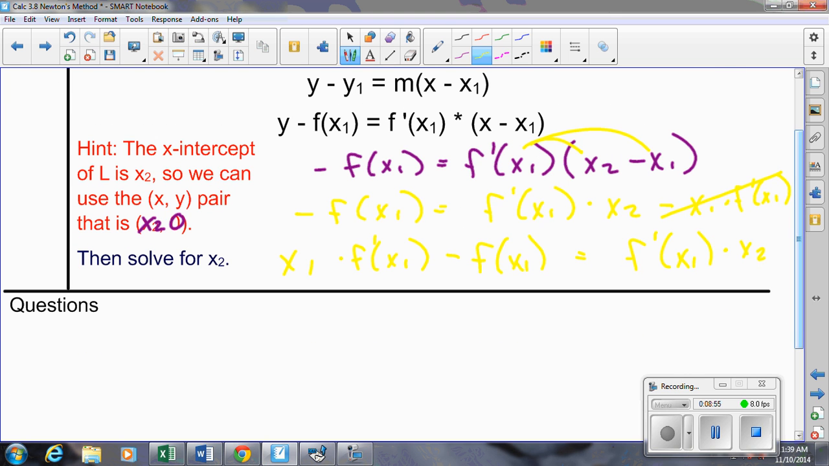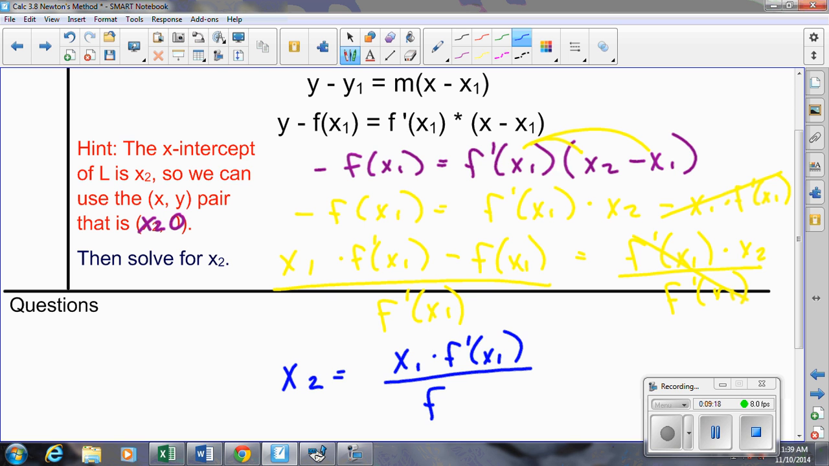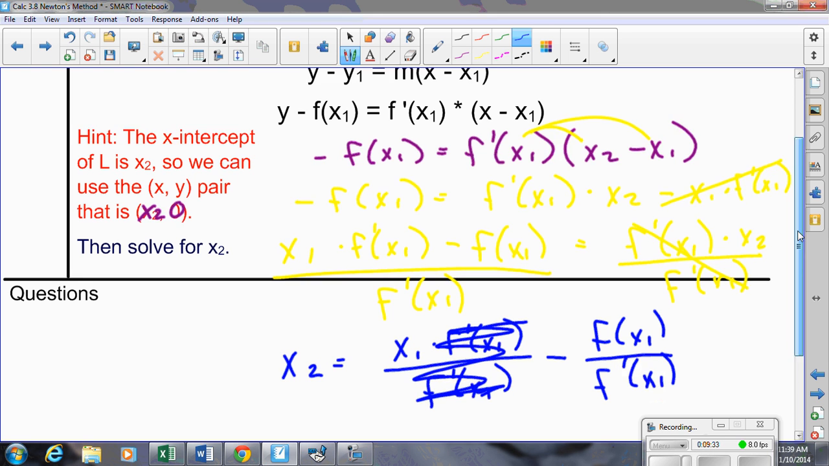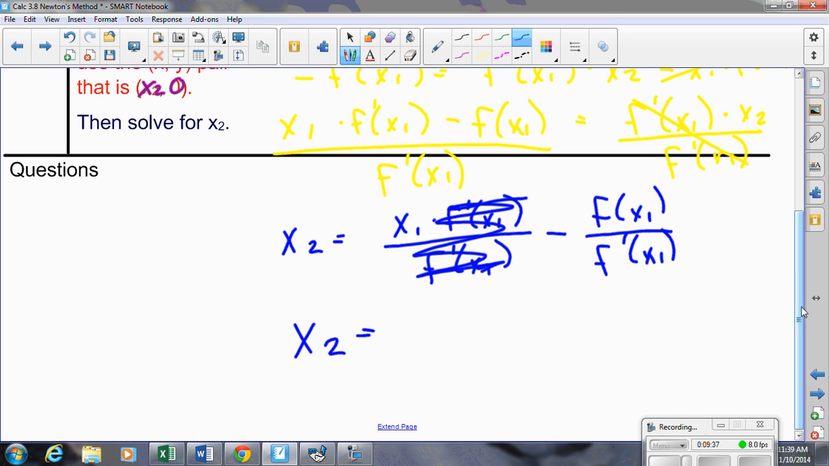And so, dividing out, you'll note then we'd have x2 is equal to x1 times f prime of x1 over f prime of x1 minus f of x1 over f prime of x1. And those pieces cancel out, which sets us up with our formula. x2 equals x1 minus f of x1 over f prime of x1. And so we have now a formula.